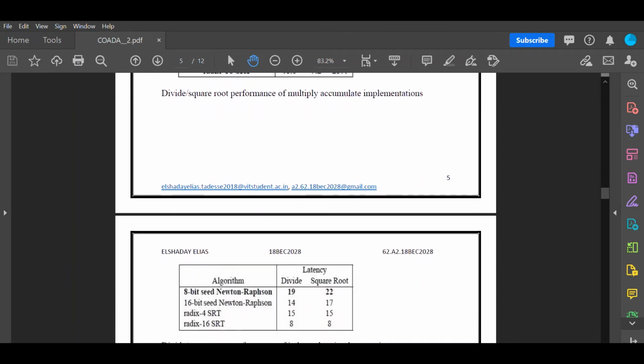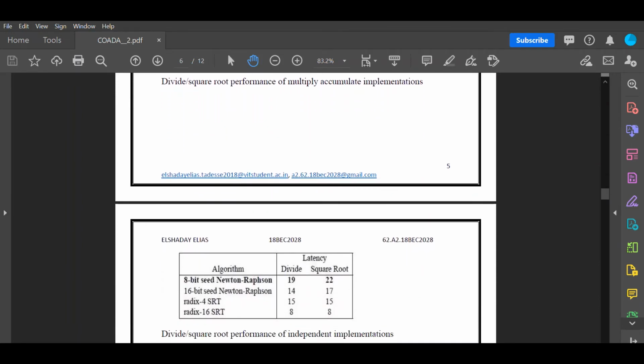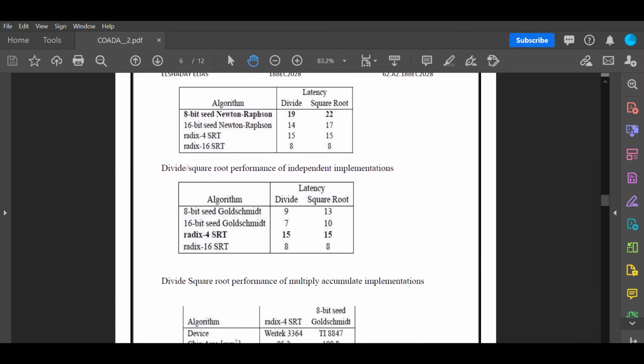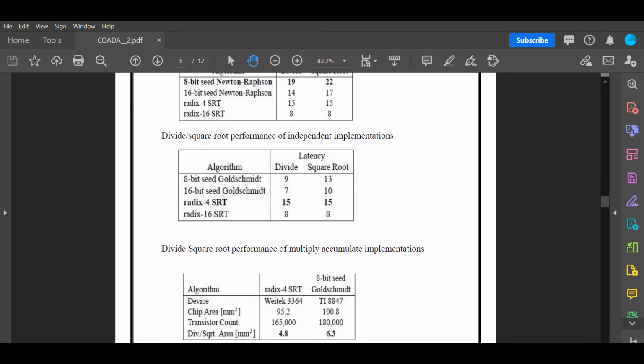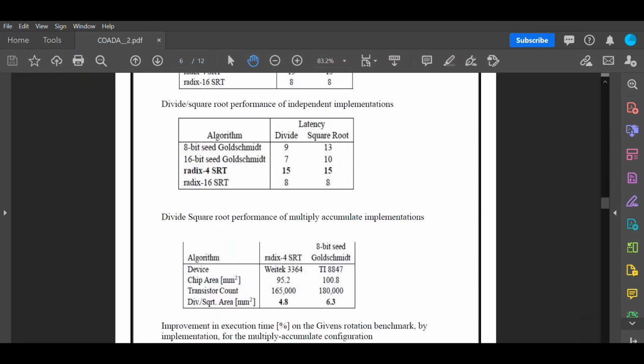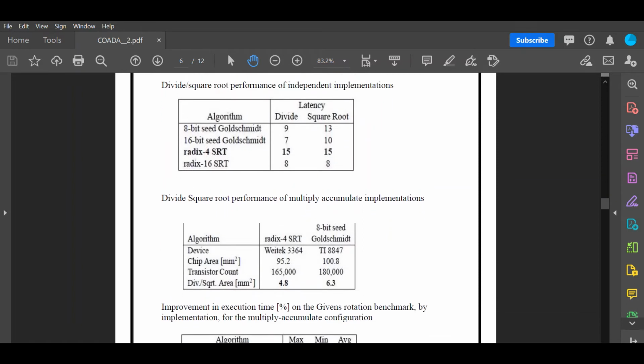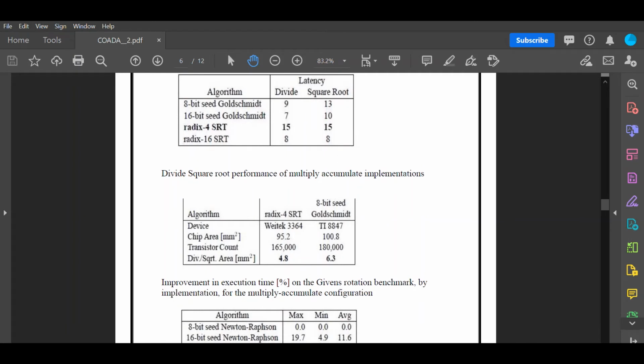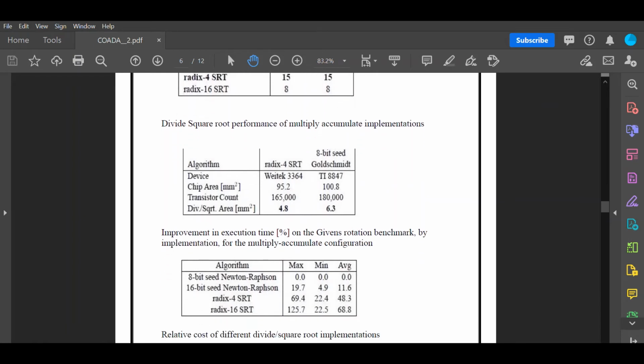The divide or square root performance of multiply accumulate implementations are given here with the latency divide and square root values. Also here, the divide or square root performance of independent implementations of the algorithms with the latency value is given. For multiply accumulate implementations also, the table has given the values.